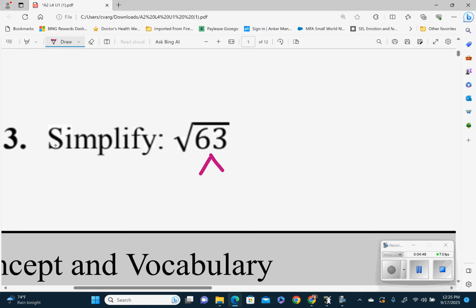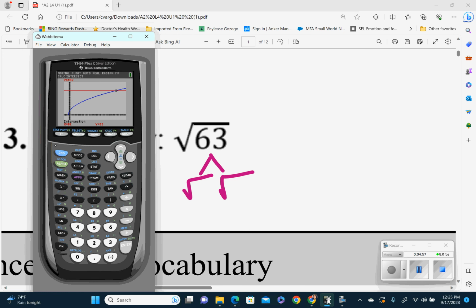All right, the next one says simplify, so we're going to take this and simplify it. And when we simplify it, that's just figuring out two numbers that multiply to give us 63. So 9, right? 9 goes into 63. We can go ahead and check that by doing 63 divided by 9.